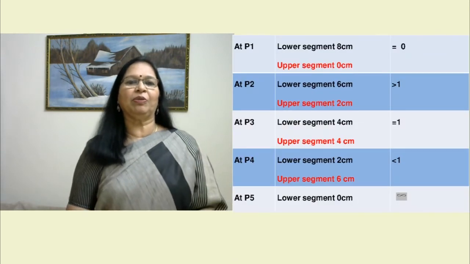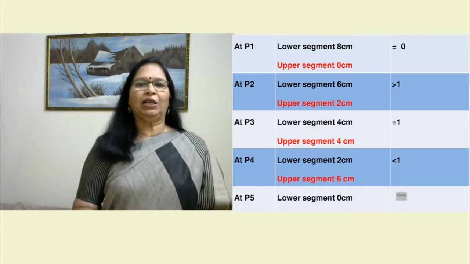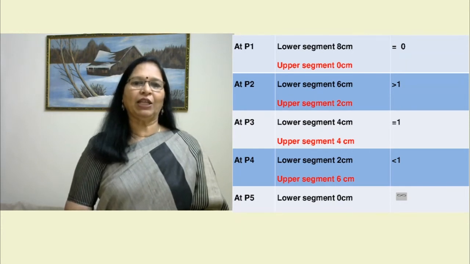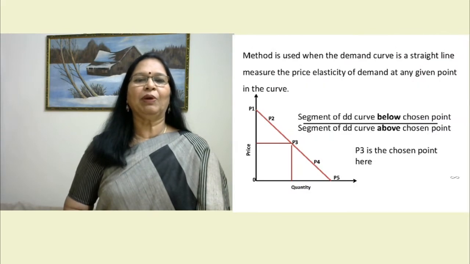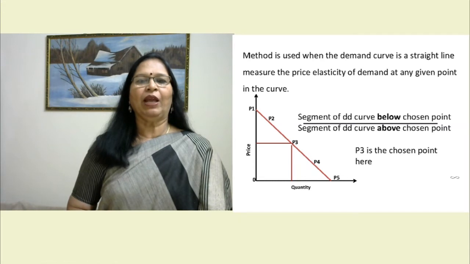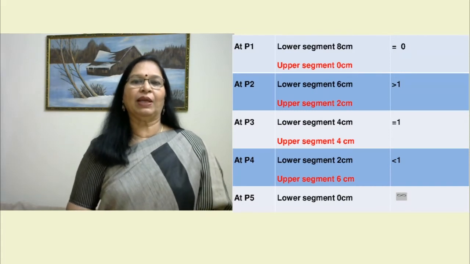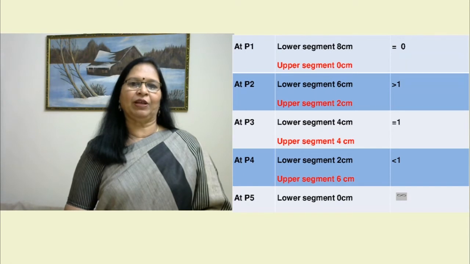I have also put in a table for you. You can just have a look at it: the lower segment by the upper segment. I have taken the total length of the segment as 8. At point P1, there is no upper segment left, and therefore it is only P1 by the total segment 8, so we get the value as 0. And that 0 is a perfectly inelastic demand.